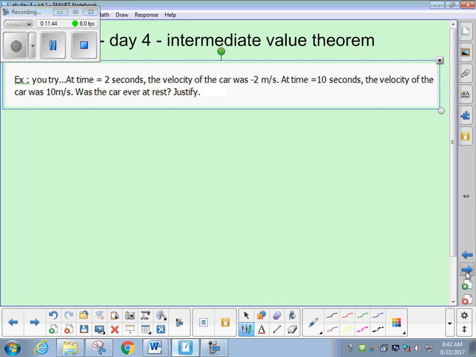By the way, you are allowed to make an assumption. You don't have to prove some theoretical exercise that velocity is continuous. Is velocity continuous? It is.